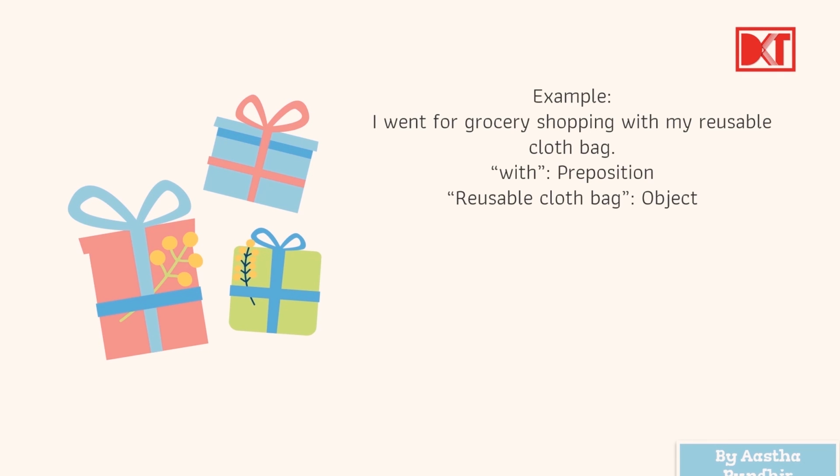Like here we have, let's see, I went for grocery shopping with my reusable cloth bag. Now here with is the preposition, but here my reusable cloth bag is the object. So my reusable cloth bag is what? A noun phrase it is. It involves more than 2 adjectives. Noun as well. Okay, so my reusable cloth bag is the object of the preposition. So this part becomes the prepositional phrase, compound prepositional phrase.